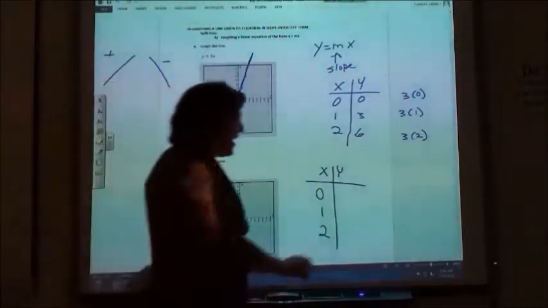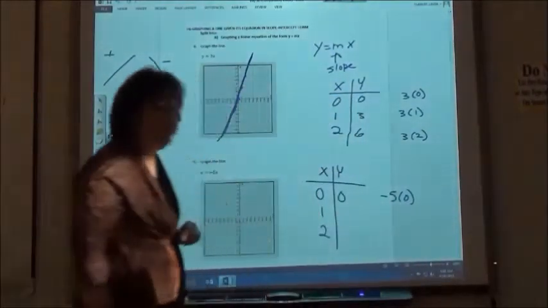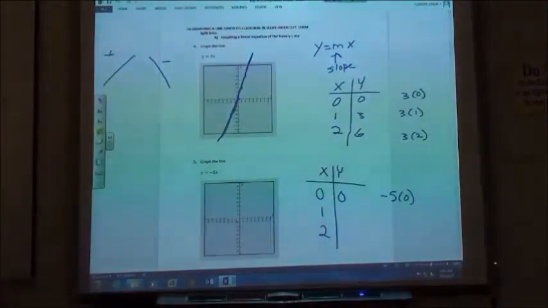So negative 5 times 0 is 0. What was it going to be? Right? Negative 5 times 0 is 0. Anything times 0 is 0. Then I'm going to have negative 5 times 1.